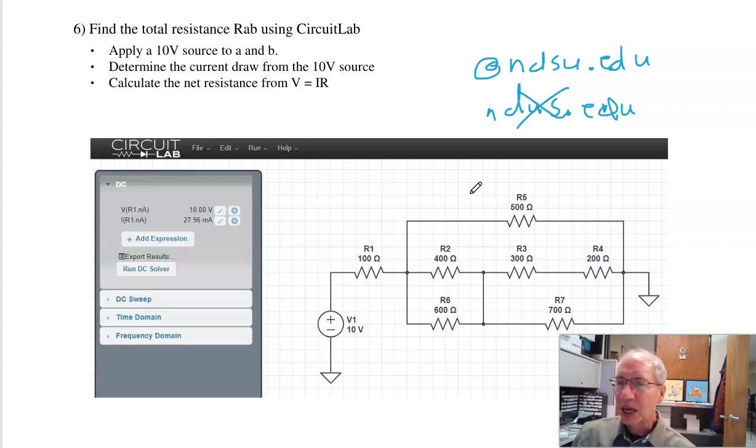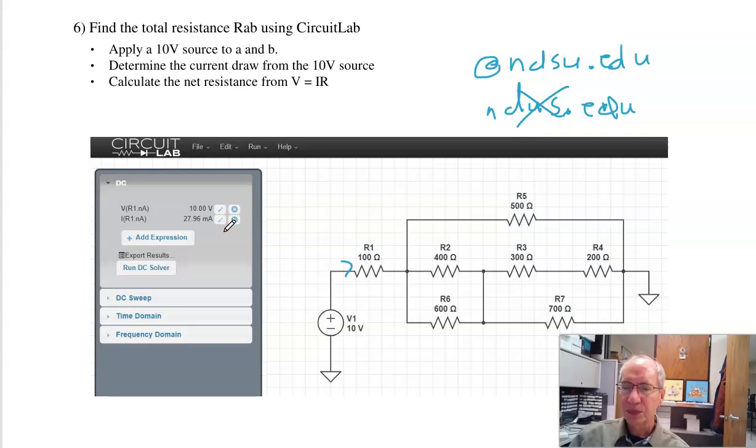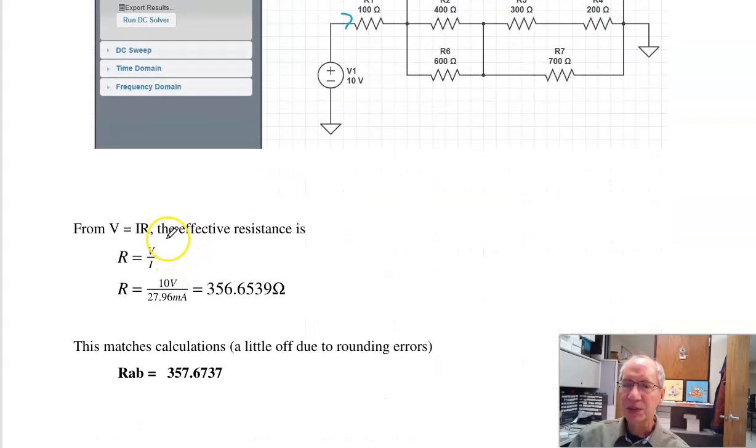In Circuit Lab, I can build the circuit and test it. If I apply a 10-volt test signal, find the current going in. 10-volt test draws 27 milliamps. That tells me the resistance. From V equals IR, 10 volts at 27 milliamps is 356 ohms. Same thing with a little bit of rounding.